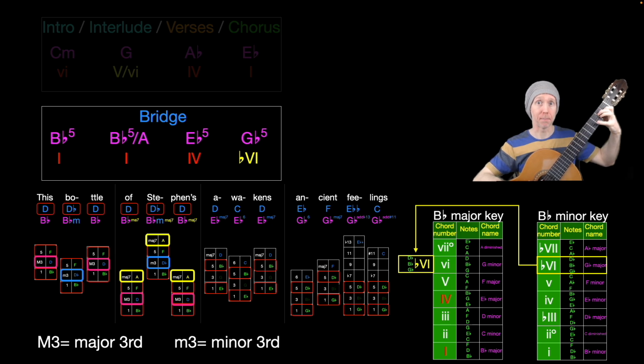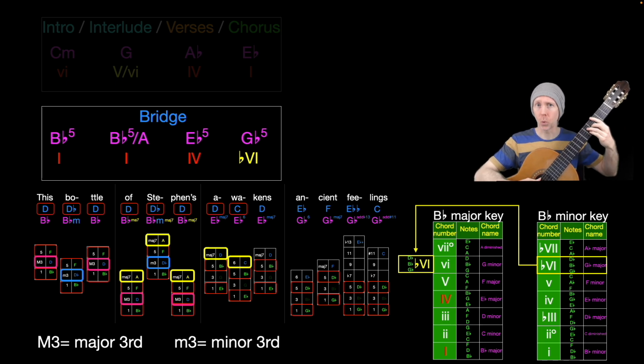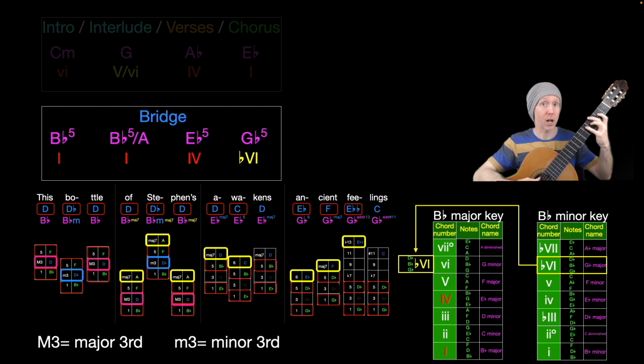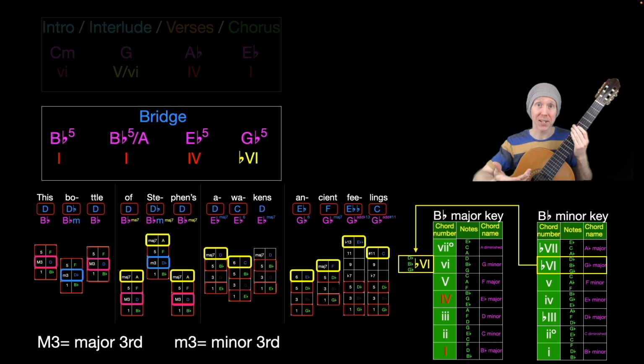Then we get this lovely major seventh falling to the sixth. And finally, we get this sixth chord moving to a major seventh, finishing with a flat 13th and sharp 11th. Ancient feelings. So you can see that there's a bit more complexity going on beneath the surface of this song than the casual listener might realize.